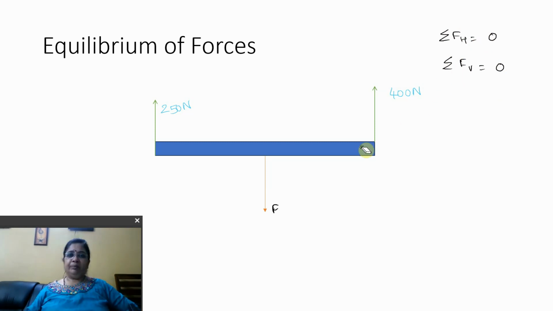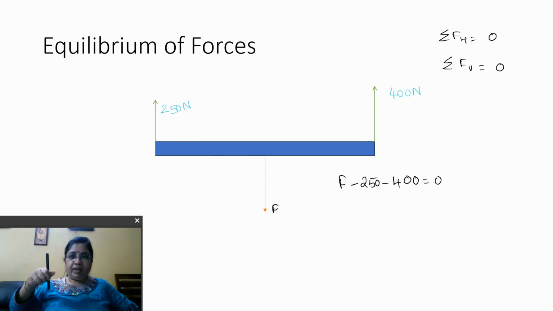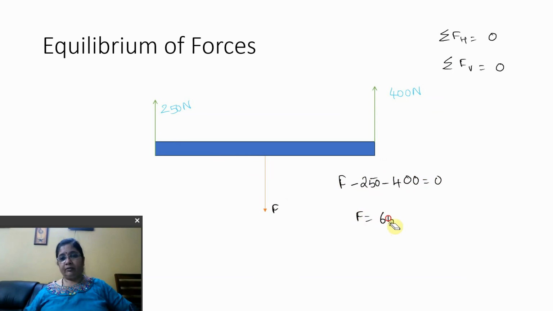Now let us take a very simple case. You have two forces acting upwards, one force acting downwards. You should know this value. This is the simplest. So you will have F minus 250 minus 400 is equal to 0. Why? F is acting downwards. This 250 Newtons and 400 Newtons are acting upwards. So F minus 250 minus 400 is equal to 0. So what will you have? F is 650 Newtons. This is the simplest case of vertical forces which are equal to each other.